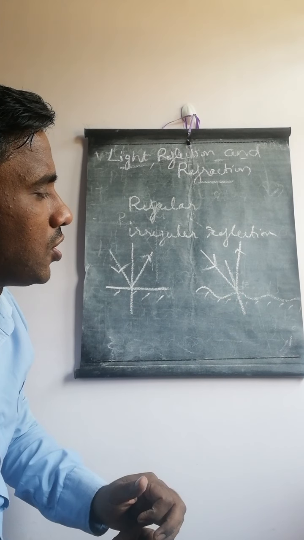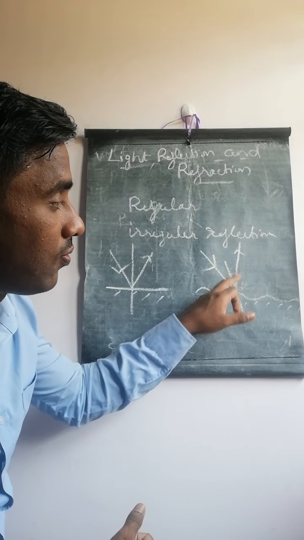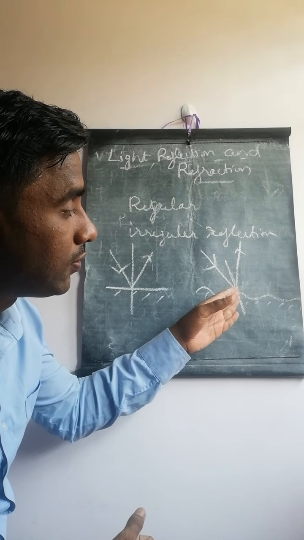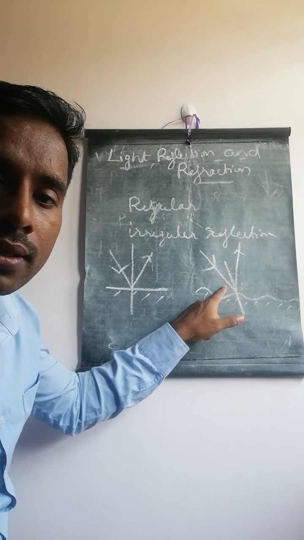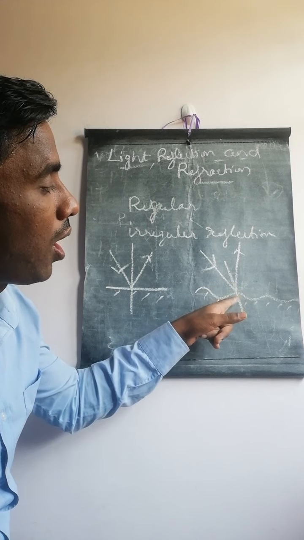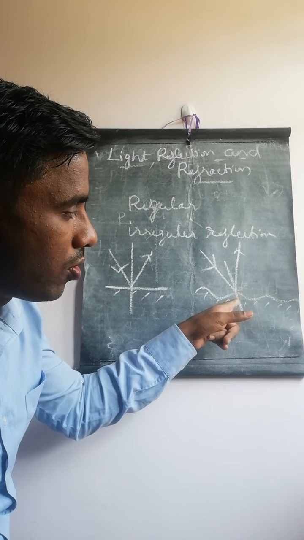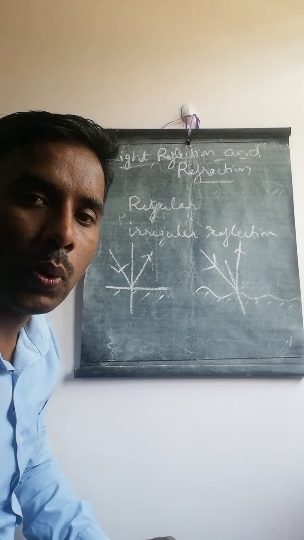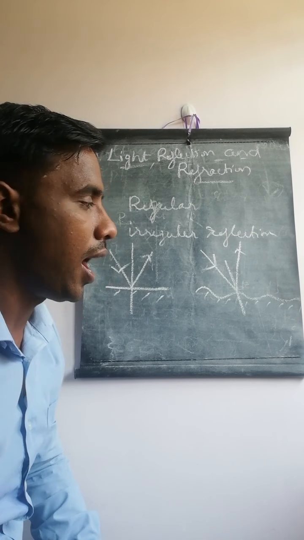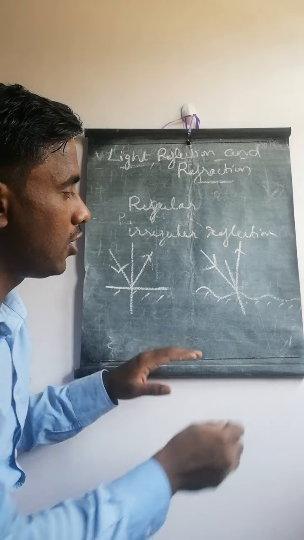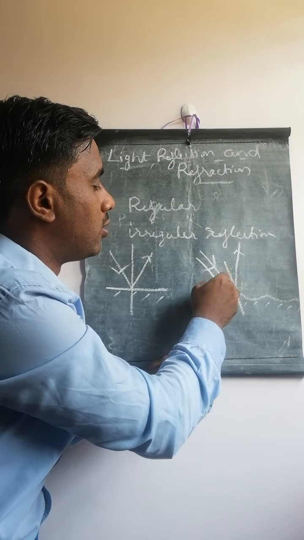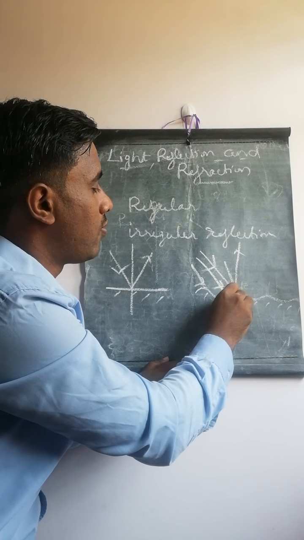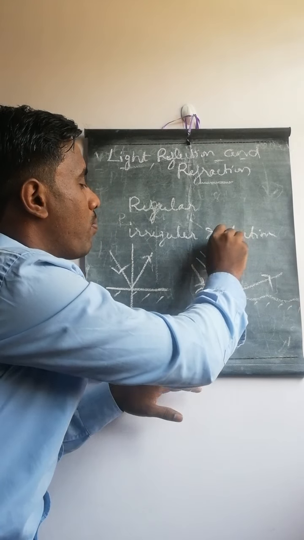What is the first law of reflection telling? The incident ray, the reflected ray, angle of incidence will be equal to angle of reflection. Yes, it is applicable here also. At the point of incidence, if I draw a normal, the angle of incidence will be equal to the angle of reflection. But if I consider a beam of light falling here, it may not be applicable.